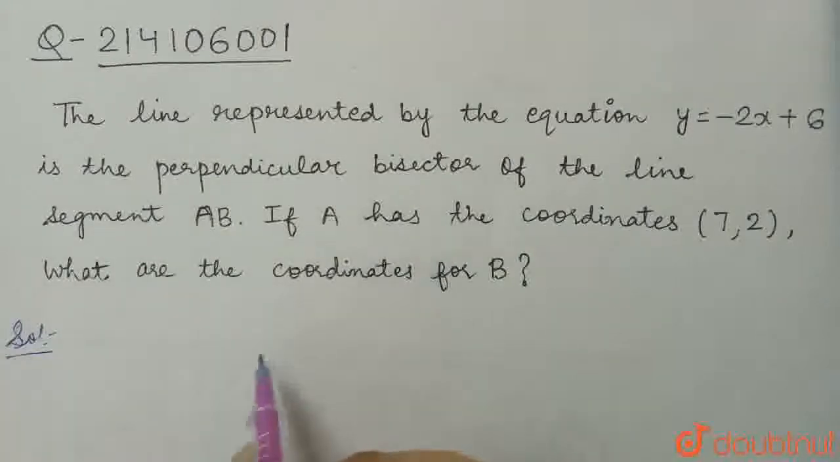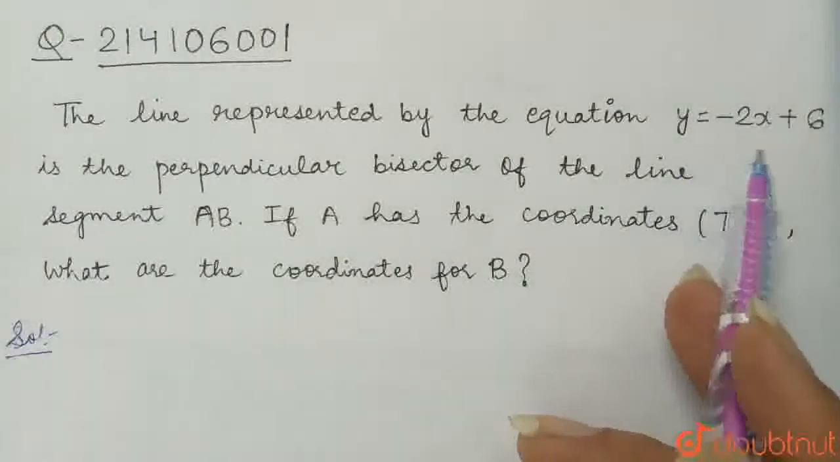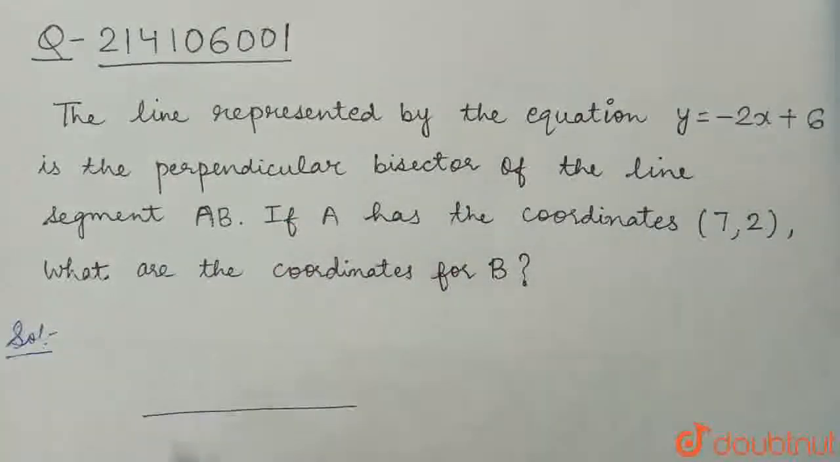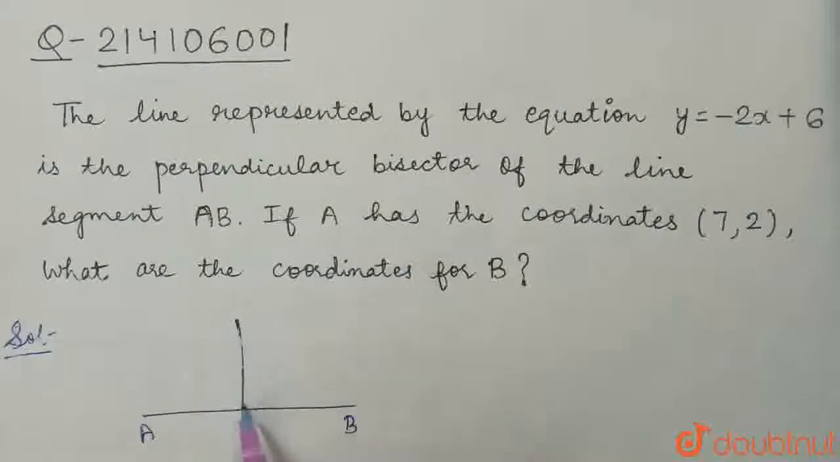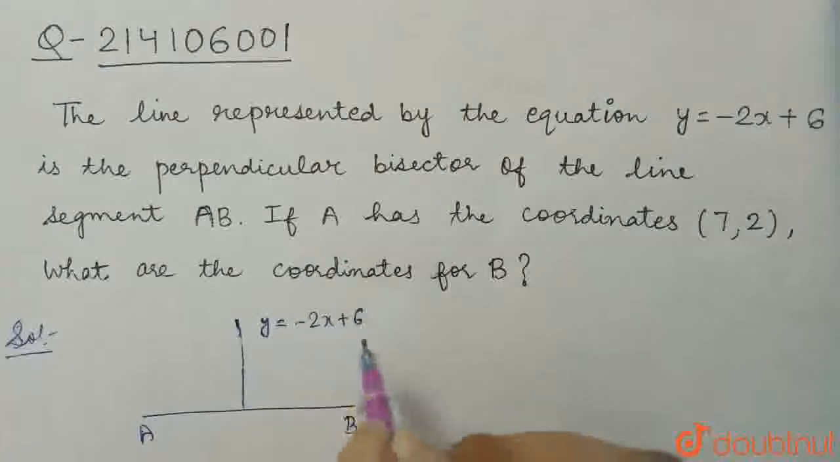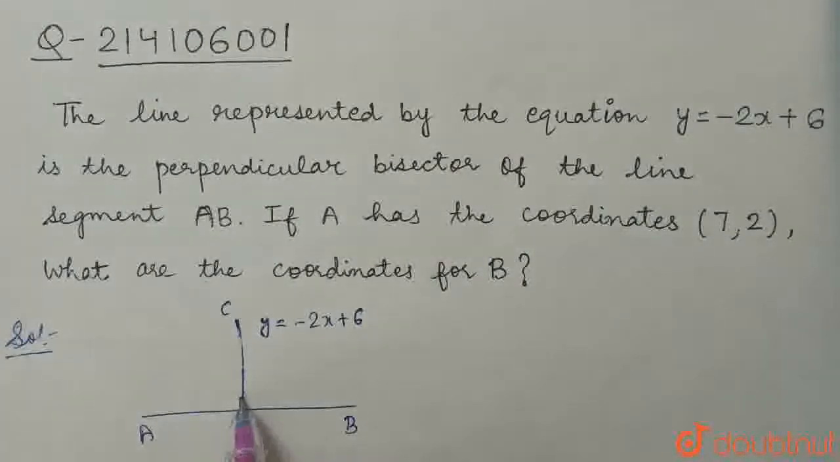firstly we know that this line, that is y is equal to minus 2x plus 6, is a perpendicular bisector of AB. So if suppose this is line AB, then this line is a perpendicular bisector of AB, that is y is equal to minus 2x plus 6. Suppose we denote this line by CD, then this is a perpendicular bisector. Perpendicular bisector means that it makes a 90-degree angle with the line AB, and AD is equal to BD.